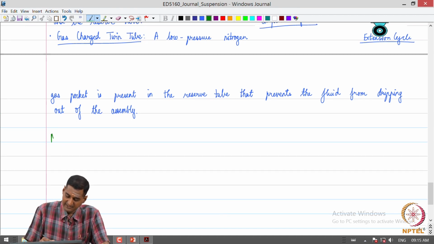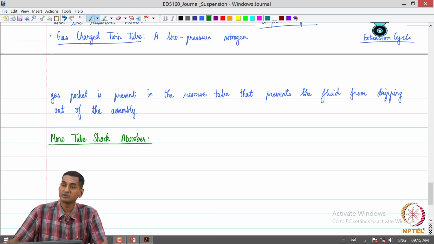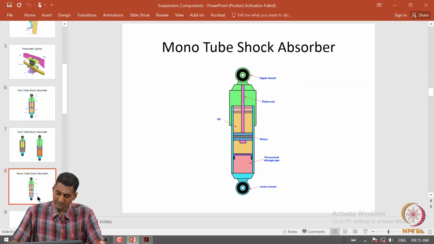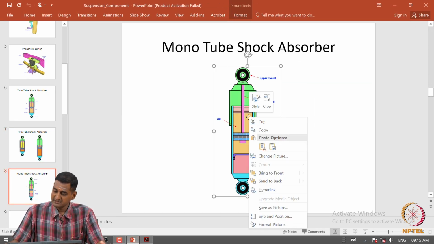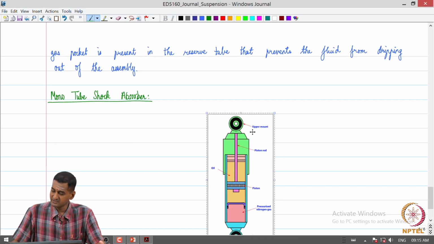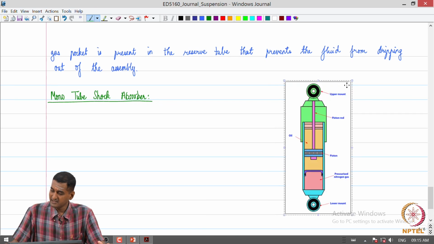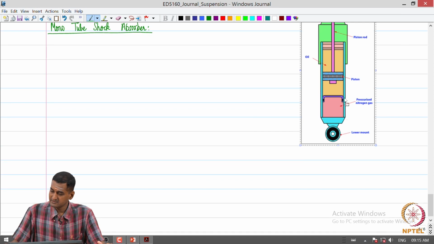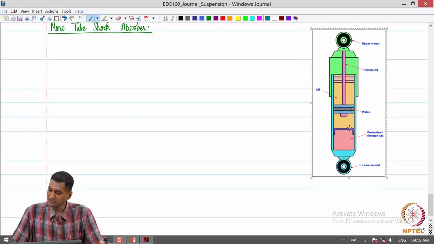Now the second variant is what is called a monotube shock absorber. So, what is this monotube shock absorber? So, let us look at them. As the name indicates, a monotube shock absorber has only one tube in the bottom part, as opposed to a twin tube shock absorber. So, let us look at the monotube shock absorber.